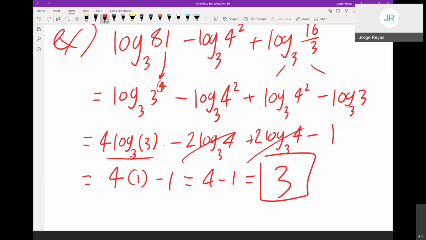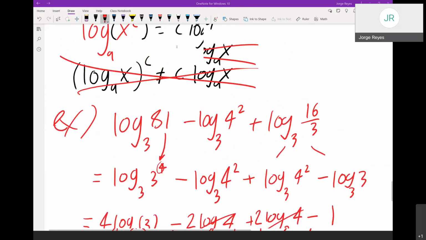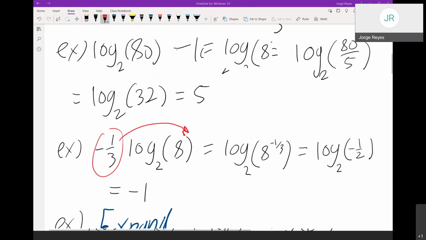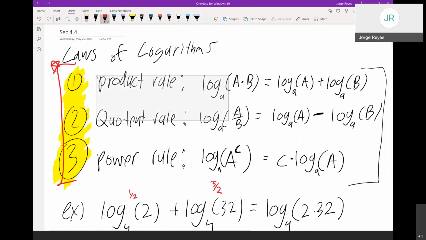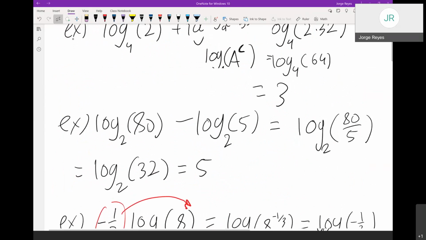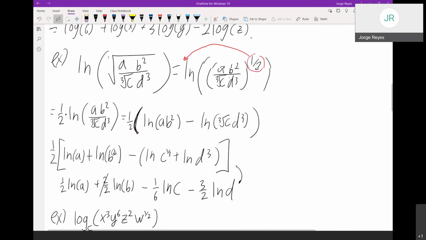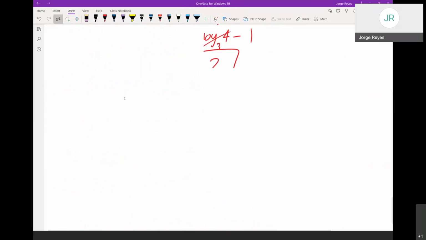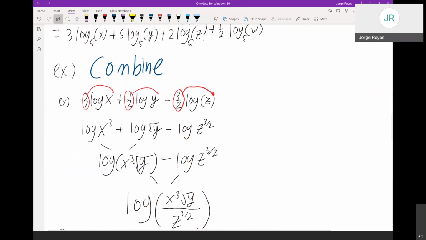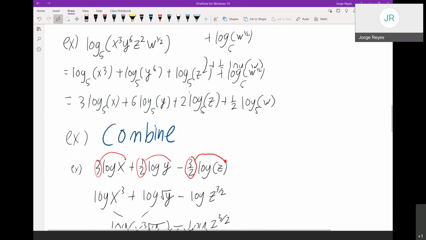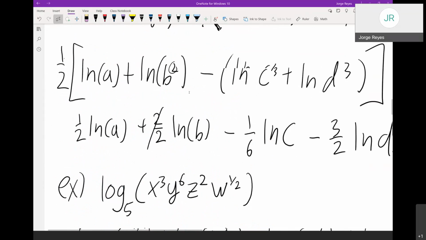Quick-ish lesson today. Really all you need to know are these 3 rules. Just get good at recognizing the product, quotient, and power rule, and be able to expand and combine. I guarantee one of each is definitely on your test too.